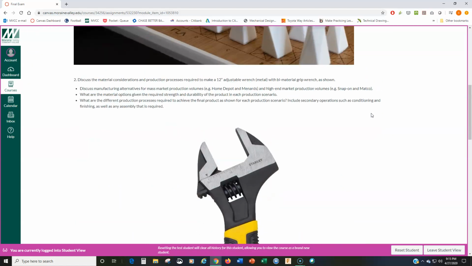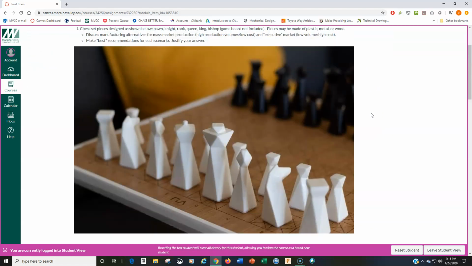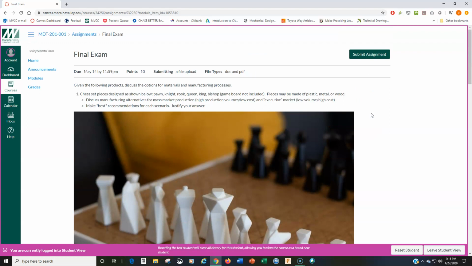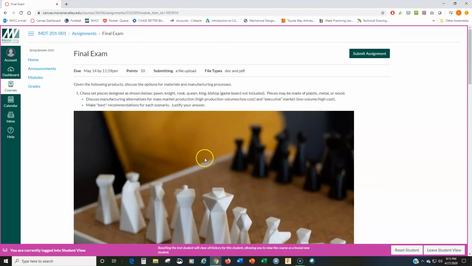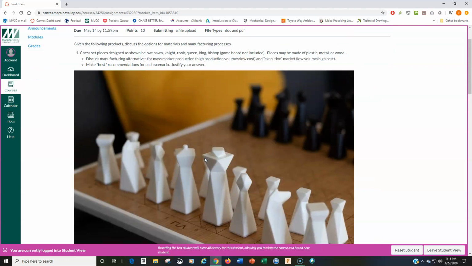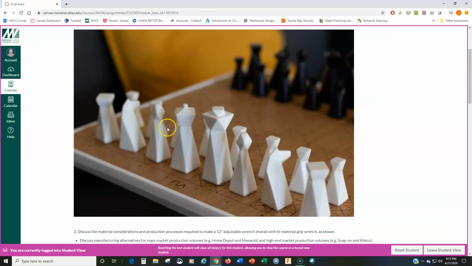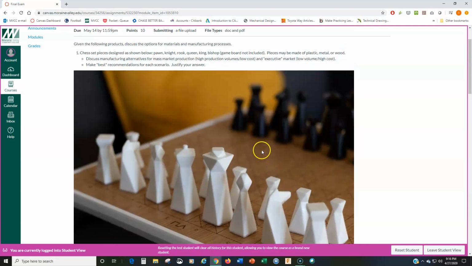So let me just go briefly through the two questions that I want you to answer, okay? I want you to put on the role of a designer that's working with a design team, or a member of a design team. And I'm presenting a couple of different scenarios for you. So the first scenario is given this set of chess pieces, this nice contemporary kind of artsy looking set of chess pieces.